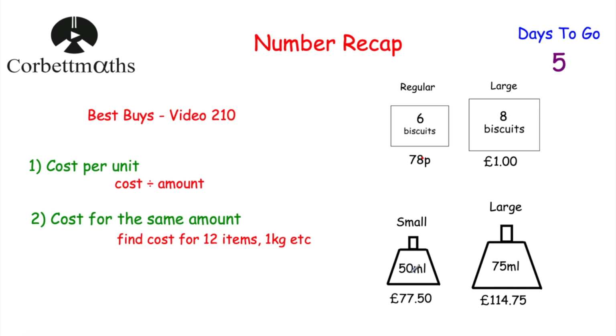And in terms of if you've got, for instance, bottles of perfume and you've got so many milliliters, again, you could take the cost and divide it by 50 to find out the cost per milliliter. And you could take the cost and divide it by 75 and find the cost per milliliter and see which one's better value for money.